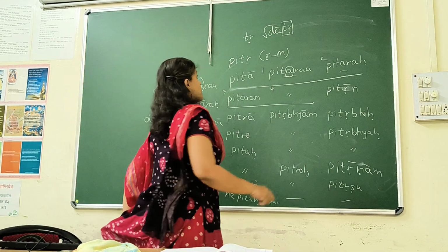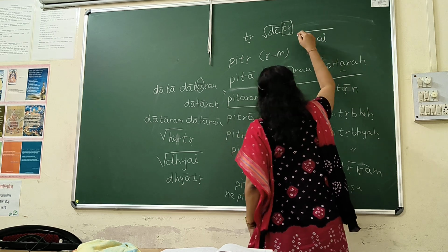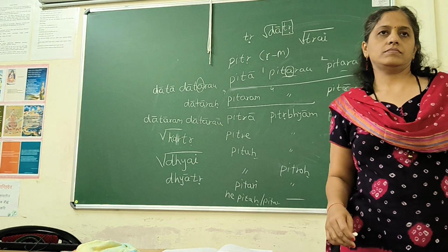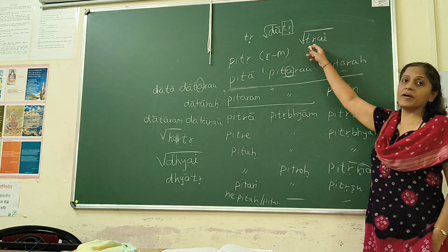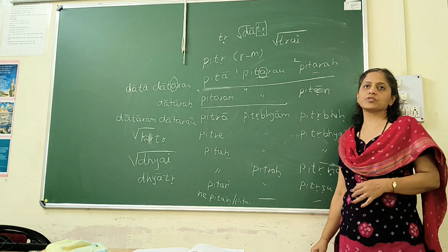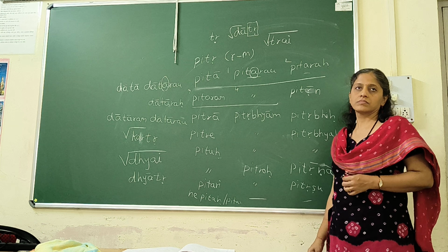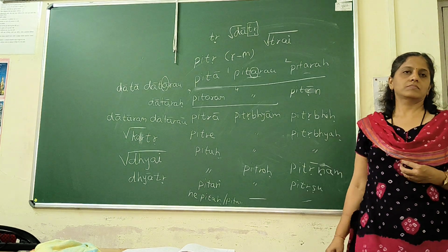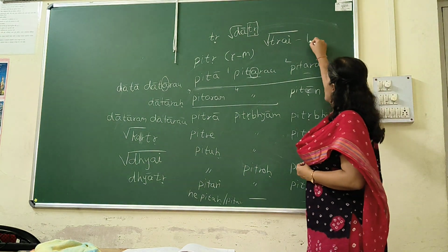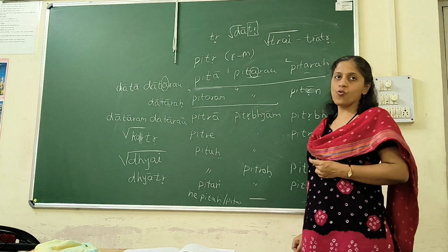I'll write one or two more examples. There is a verb called tra. Like dhyai, tra. Do you know the verb meaning tra? Have you read this verb anytime? Tra. Very much used in the literature. Tra. Protect. Yes, protect. And the one who protects is tratru.